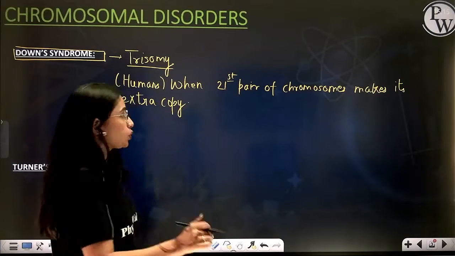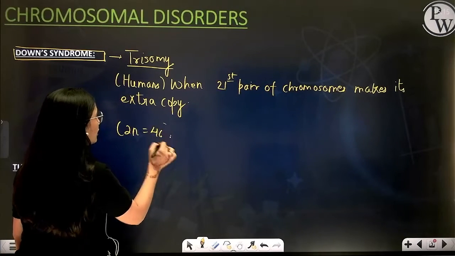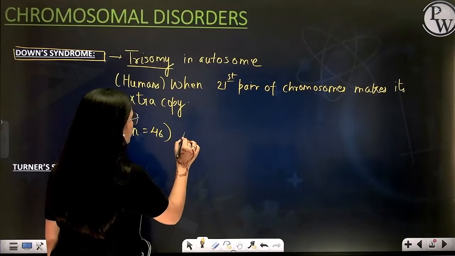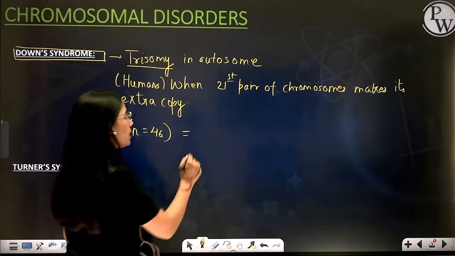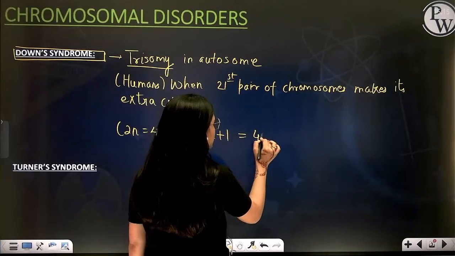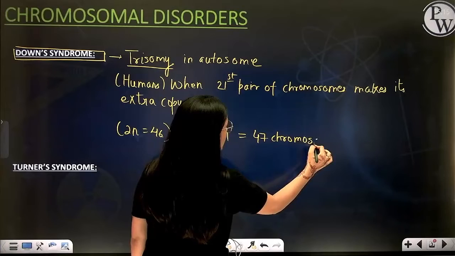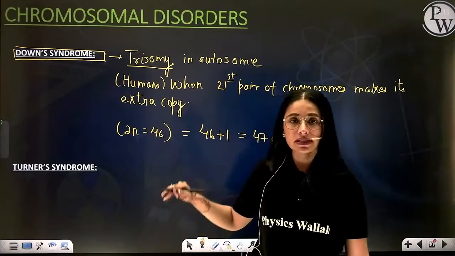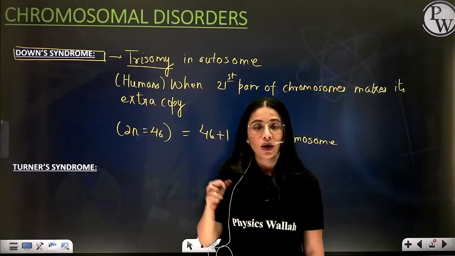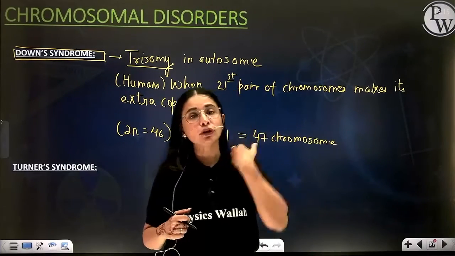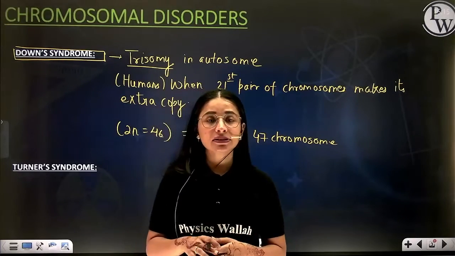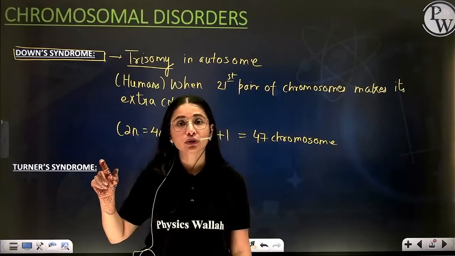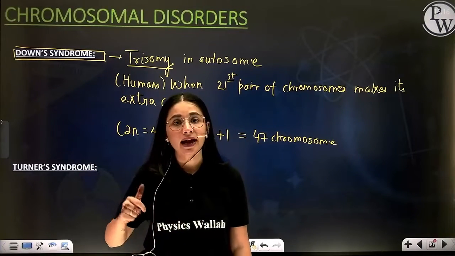Now what will happen? Normally we have 46 chromosomes. Now due to trisomy in autosomes, the number of chromosomes in a person suffering from Down syndrome will become 46 plus 1, that is 47 chromosomes. And such a person will show symptoms like mental retardation. Mental retardation is one of the most common symptoms you see in patients suffering from Down syndrome. What is the main reason behind Down syndrome? The number of chromosomes increases by 1. The organism now has a total of 47 chromosomes and it is showing trisomy of autosome. Which chromosome? The 21st chromosome makes one extra copy.